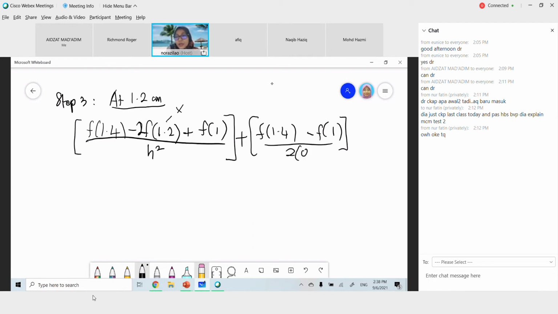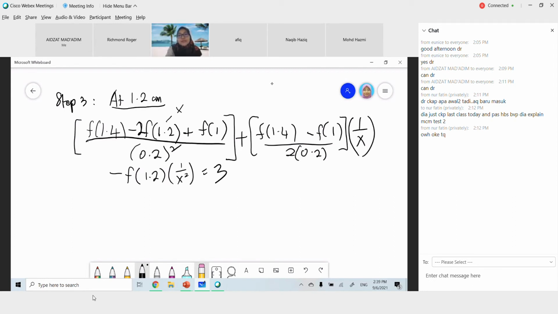H berapa? 0.2. Yang ini 0.2 power 2. Okay. Do it one by one. And then this one is 1 over h, minus function i. So function i means function 1.2 multiply x squared. So this one simplify. Simplify means you kali semua ni, you akan dapat satu equation saja. You put here as equation number 1.